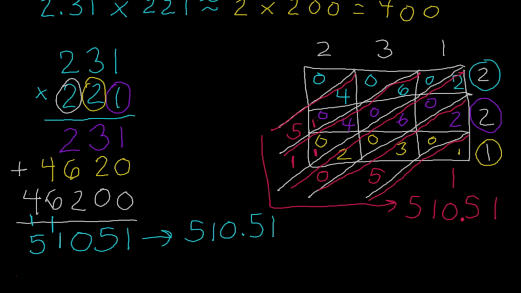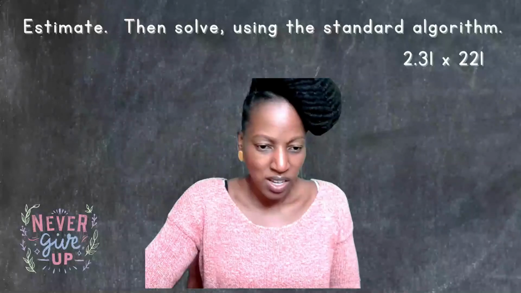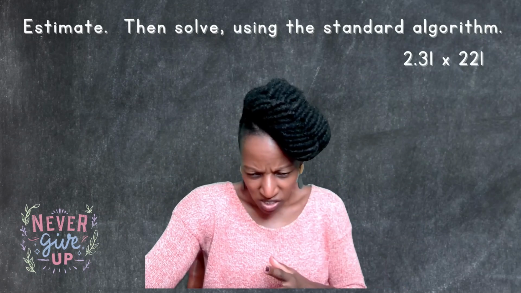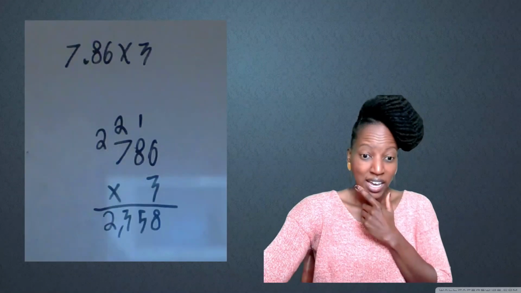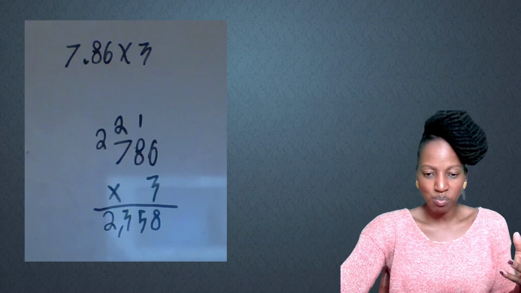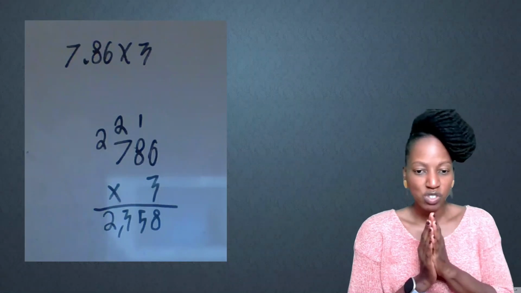So those are 2 examples of how to use the lattice method and also how to use the standard algorithm and reason using estimation. So I hope that those 2 examples were really helpful. We're going to finish off today's video and our time together by looking at a quick misconception. So we can see this is an example where a scholar, a 5th grader, did multiply a number to the hundredths place by a whole number.